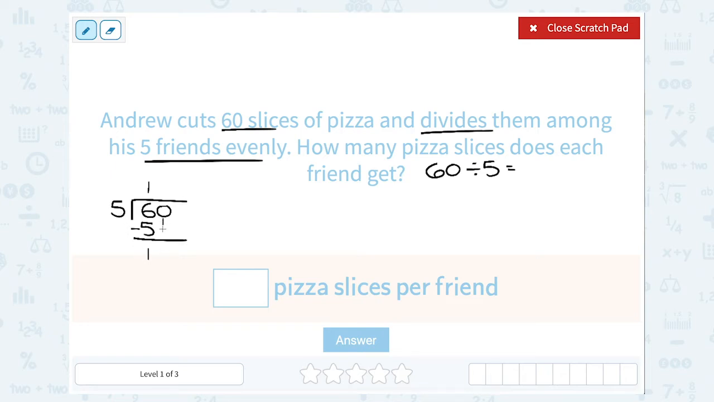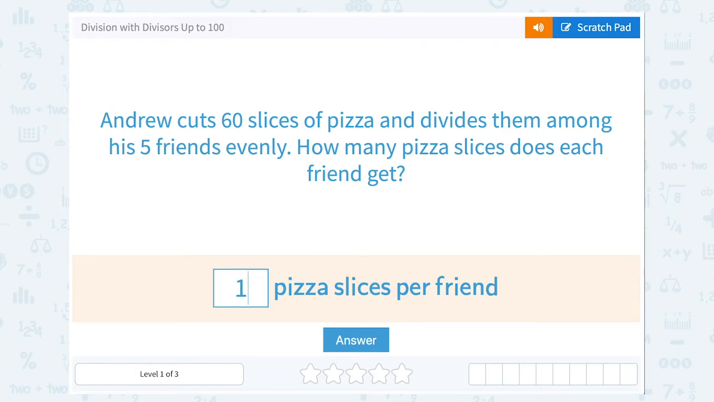So I would have to bring down my next digit of 0. And now I'm thinking of this as 10 divided by 5. How many times does 5 go into 10? 2 times, right? 2 times 5 is exactly 10. So I have nothing left over. So 60 divided by 5 is 12, or there are 12 pizza slices per friend.